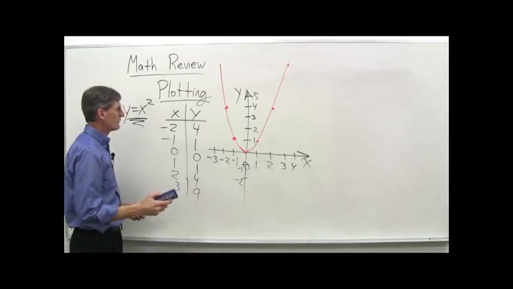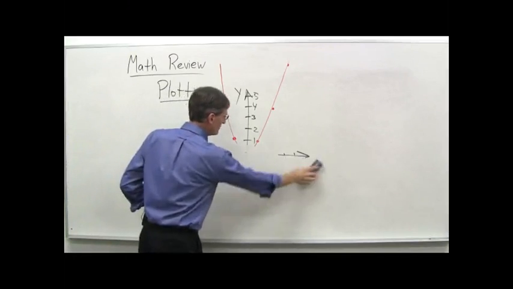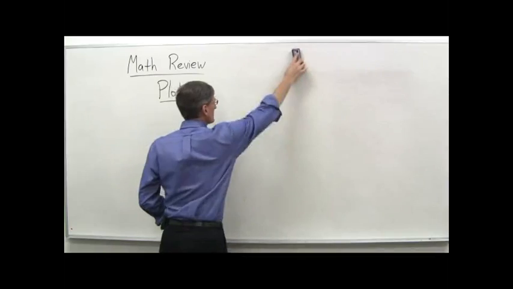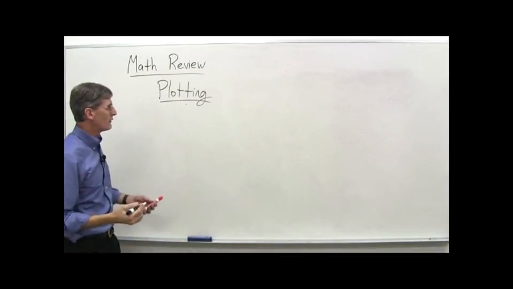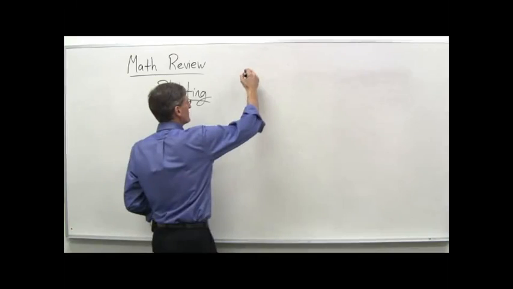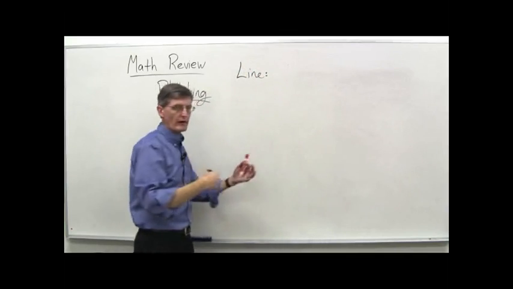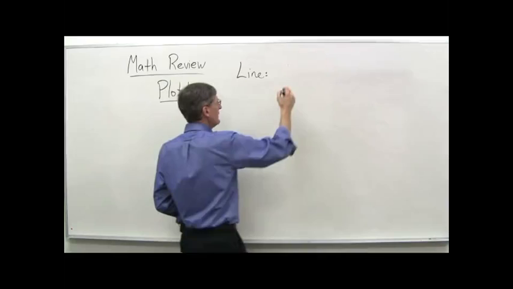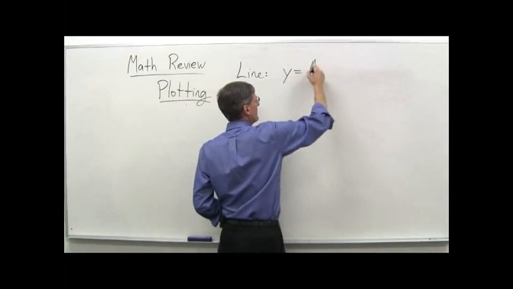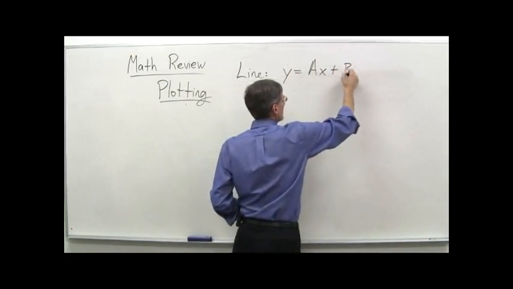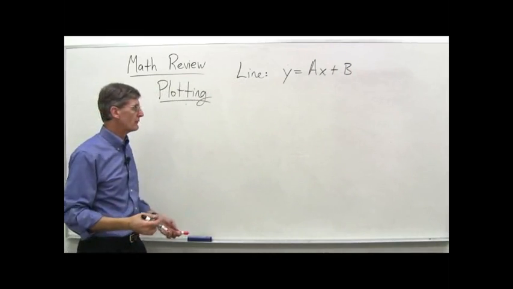Now, in particular, I want to do one other type of plot here that we'll encounter a lot. This form. And this is the form of a line. You may remember the general form. I'll write this up and then we'll explain the details in a minute. So a straight line has the form, in terms of x and y values, y equals, let's call it capital A x plus b. You may see it in slightly different notation, but that's the basic idea.